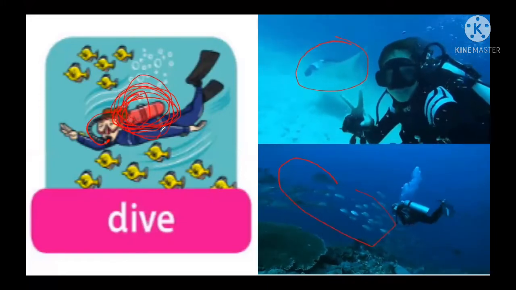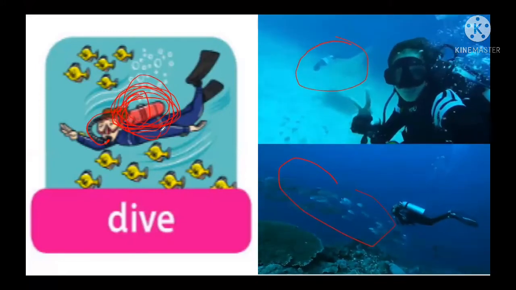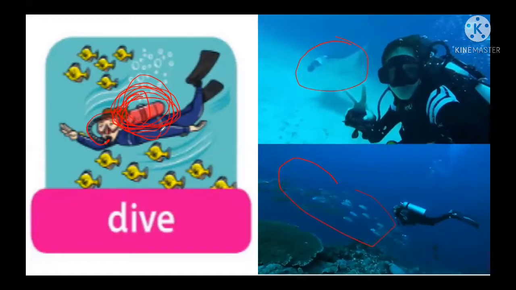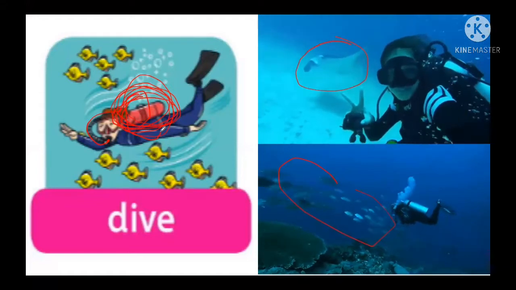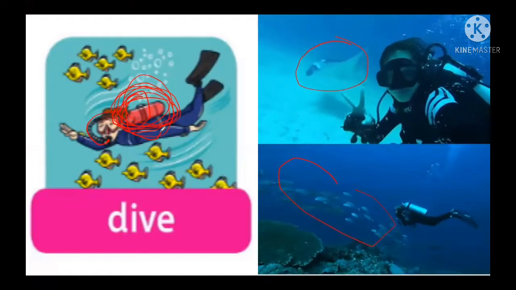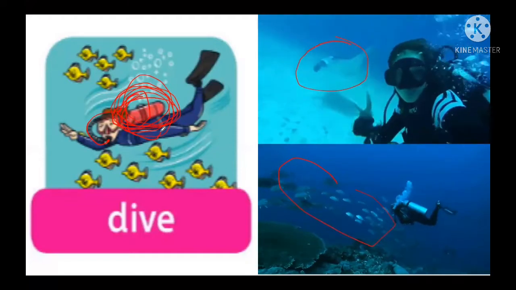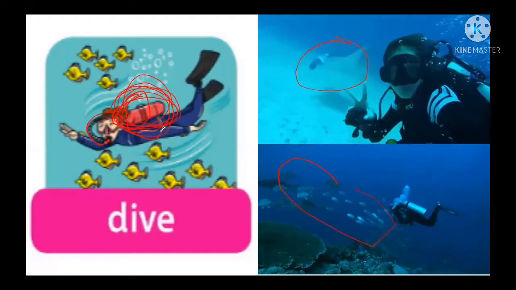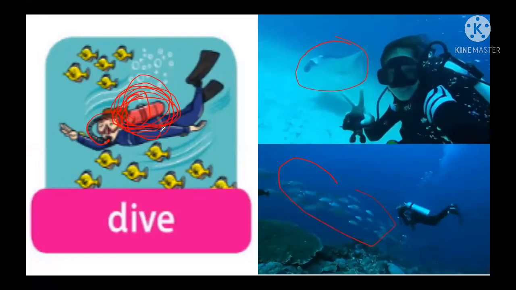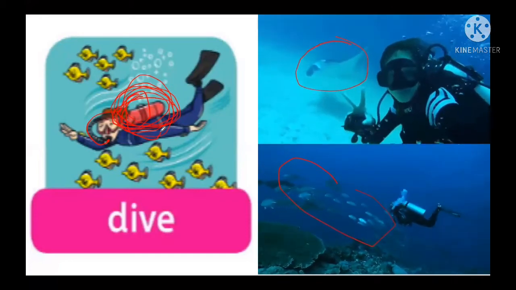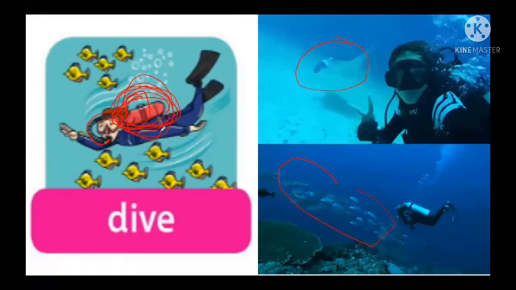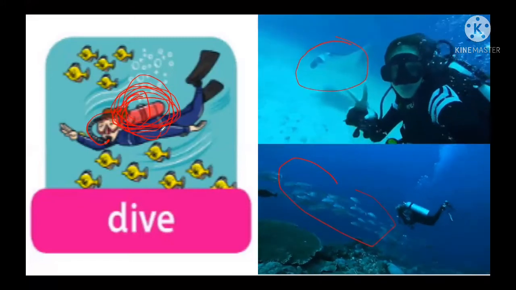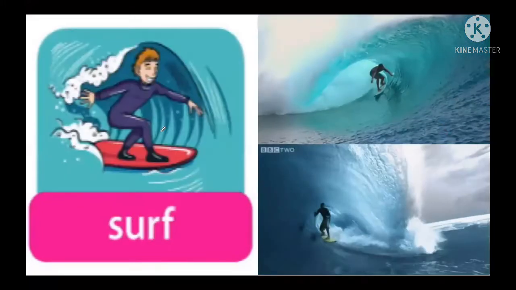Now, let's say dive 5 times. Ready? Dive, dive, dive, dive, dive. Very good. So that is dive. What is our first word? Our first word is swim. Very good. How about the second word? Sail. Correct. The third word? Dive. Very good. Next one.